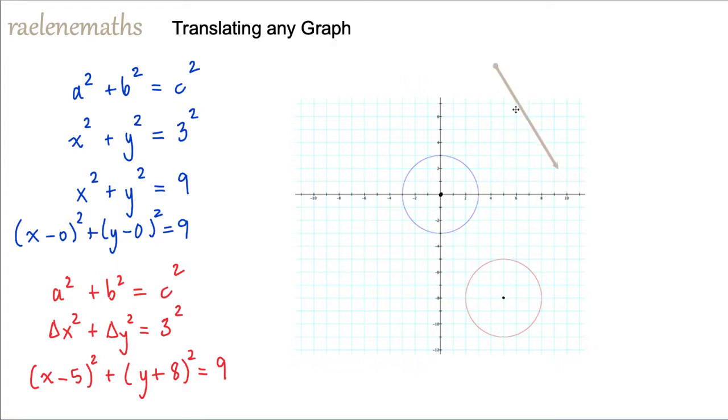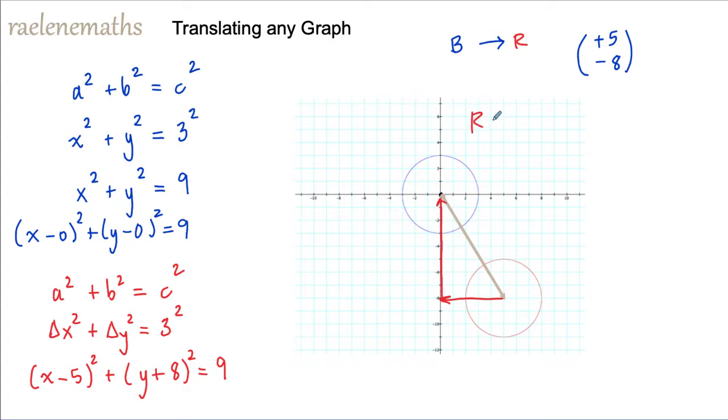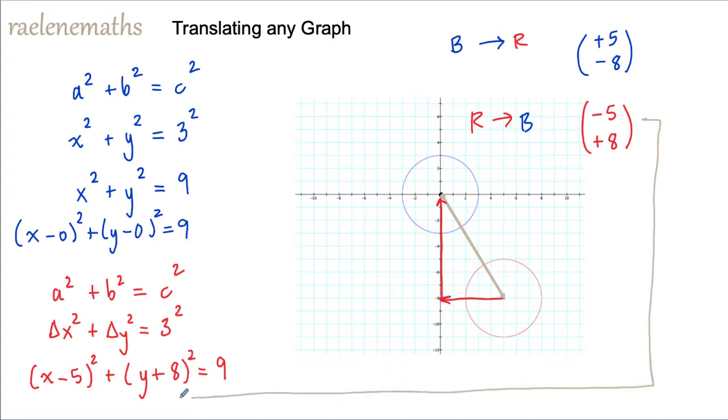So here we have a vector which is taking us from the blue graph to the red graph, and the components of that vector are positive 5, negative 8. Therefore, if we want to go from the red graph to the blue graph, we have to go 5 to the left and 8 up. And so from red to blue, we have the opposite components of negative 5 and positive 8. And so this negative 5, positive 8 shows up over here in the equation of the circle that we just found.